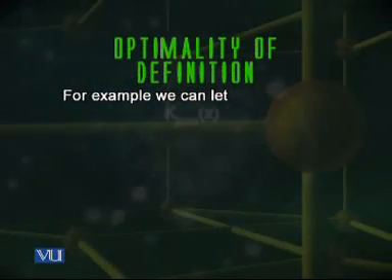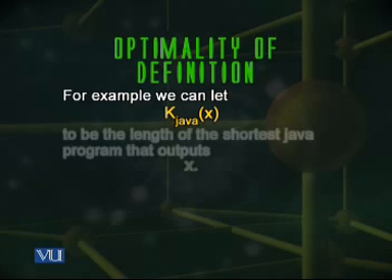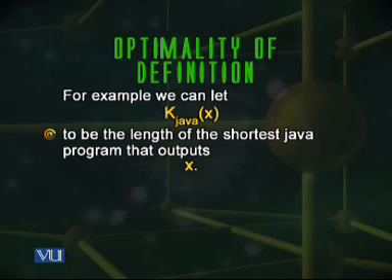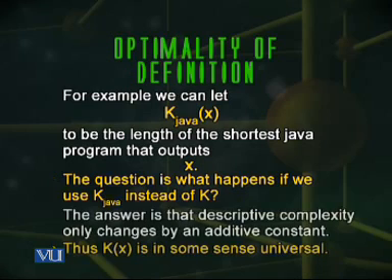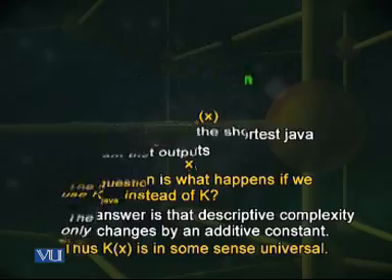Let's look at a practical example. For example, we let K_Java(x) be the length of the shortest Java program that outputs x. The question is, what happens if we use K_Java instead of K? Or what is the relationship between K_Java and K? What we can show is K is within an additive constant of K_Java. So, in some sense, the K that we have defined is universal. The notion of our descriptive complexity is universal. What we will do is we'll prove a much, much more general theorem that would not just talk about K_Java, but it would talk about any computable procedure.